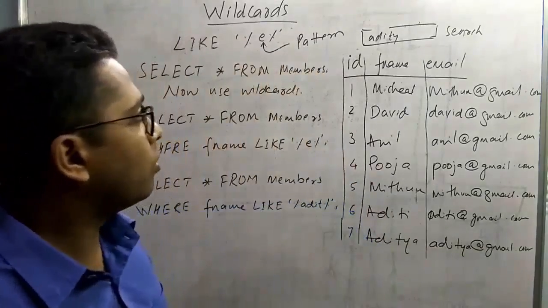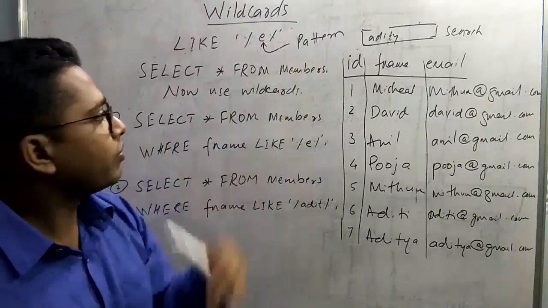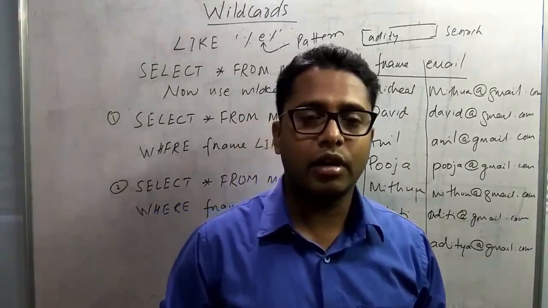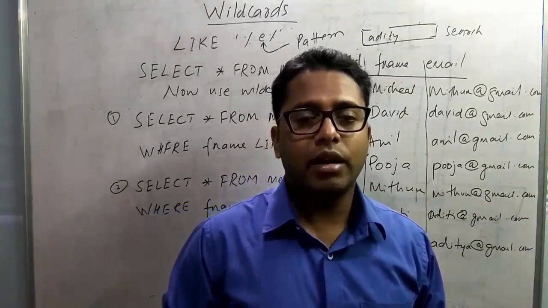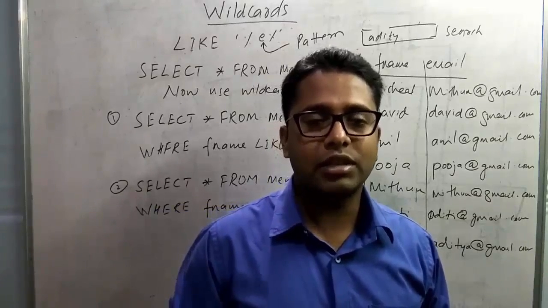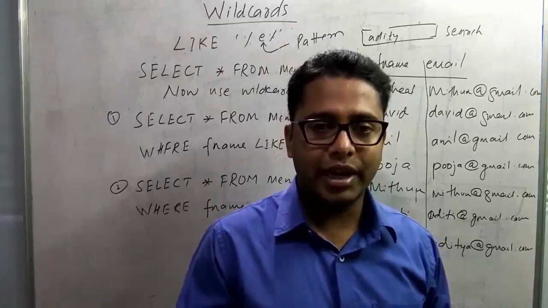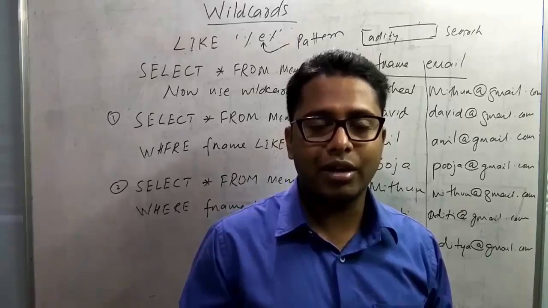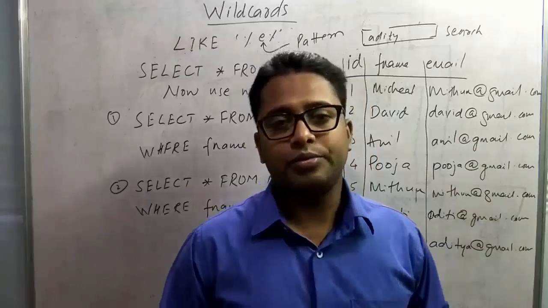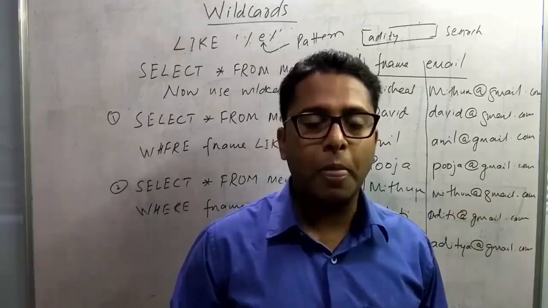So this is how we can make use of wildcards to achieve functionalities like this. I hope you understood this. These wildcards will be very handy whenever you are looking for some records which satisfy a pattern. When you enter some text and you want that keyword to return records from the database, then you can use wildcards like this. I hope you get an idea, and I hope you get some useful information out of this video.